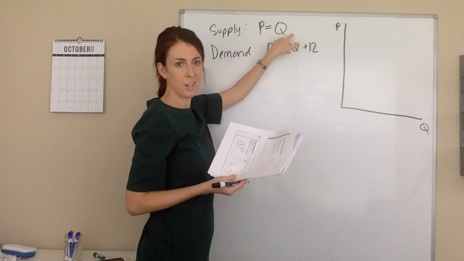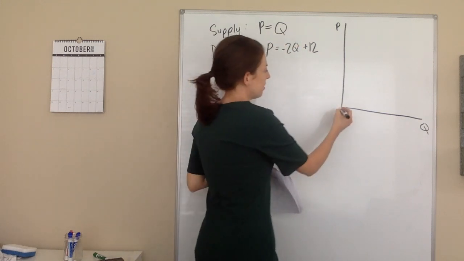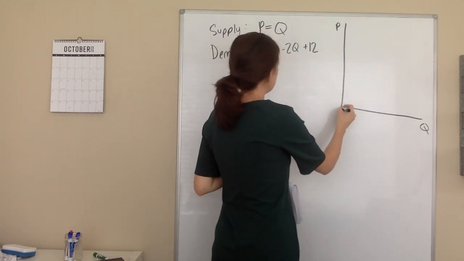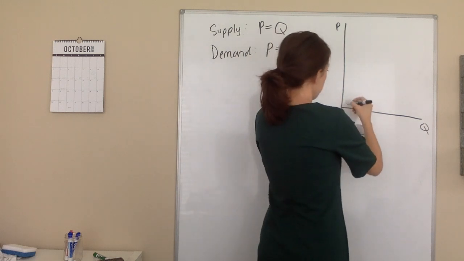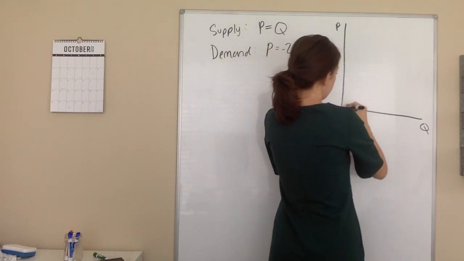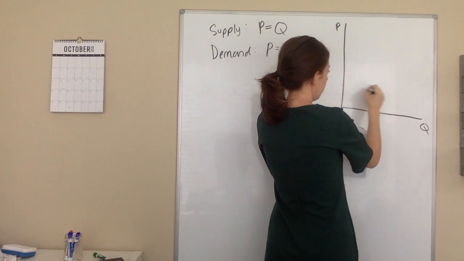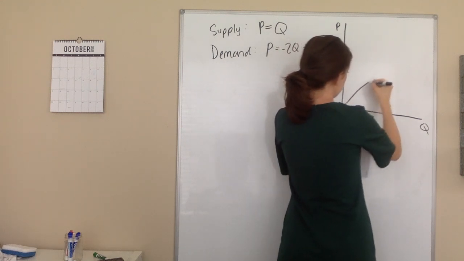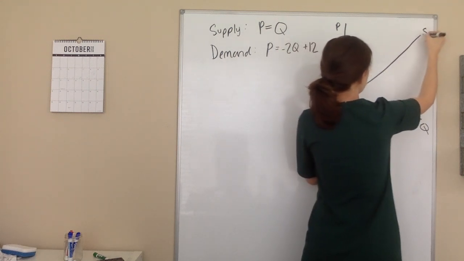Implicitly, there's a plus 0. So that means we're going to start at 0, and we're going to have a slope of 1. So we're going to go up 1 over 1, up 1 over 1, up 1 over 1, and you're going to get a 45-degree line, and that's going to be the supply.